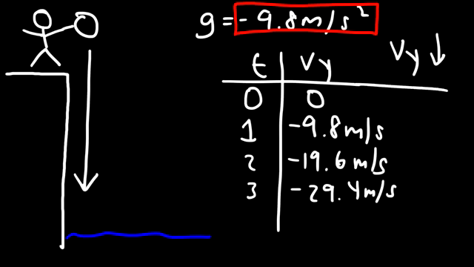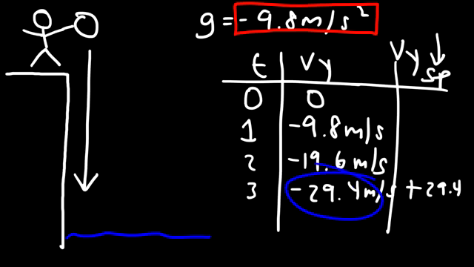Now the speed is always going to be positive. So if you were asked, what is the speed of the ball? Let's say 3 seconds later, it's going to be positive 29.4 meters per second. But if a test question asks you for, let's say, the velocity of the ball 3 seconds later, you should say it's negative 29.4 meters per second because it's going in the negative y direction.